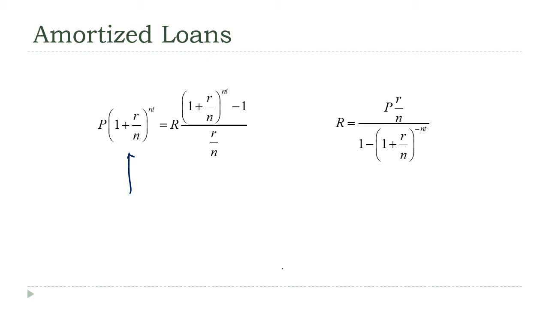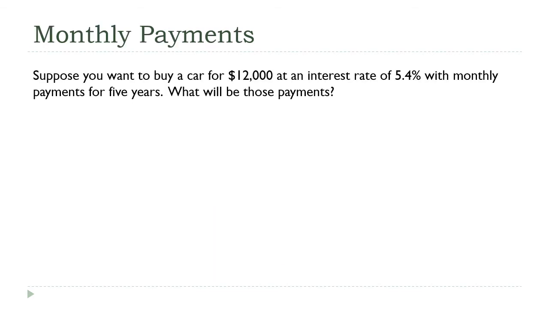The money that the bank earns from the monthly payments you give them needs to be equal to what they would earn if they just took that lump sum and put it in some kind of basic interest earning investment account. Okay. So let's take an example.